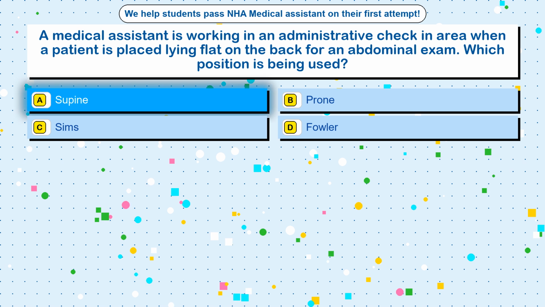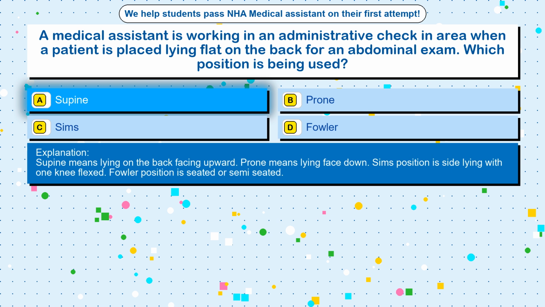The correct answer is option A, supine. Supine means lying on the back facing upward. Prone means lying face down. Sims position is side lying with one knee flexed. Fowler position is seated or semi-seated.